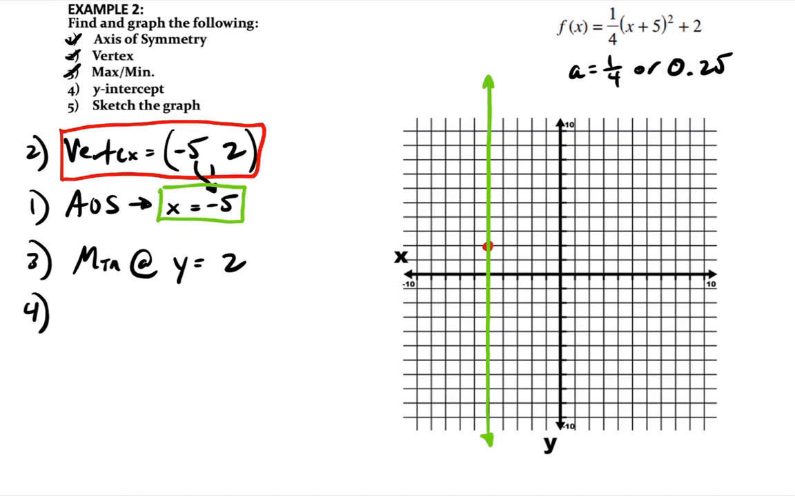Y-intercept. So the original, I'm going to change it to 0.25. And I'm going to plug in 0 for x. Everywhere I see an x, I'm going to plug in 0. Then I'm going to solve it. I'm going to finish solving it, see what number I get when I do PEMDAS. So order of operations says I got to do parentheses first. So that's 5 squared.